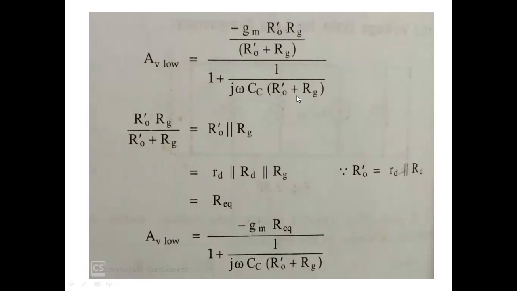What is R naught dash RG by R naught dash plus RG? It is in the manner R1 R2 by R1 plus R2. R1 R2 by R1 plus R2 represents the parallel combination of R1 and R2. So R naught dash RG by R naught dash plus RG means the parallel combination of R naught dash and RG. What is R naught dash again?